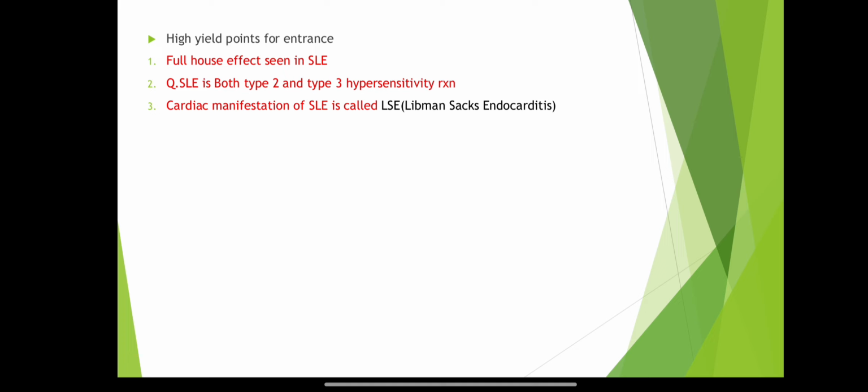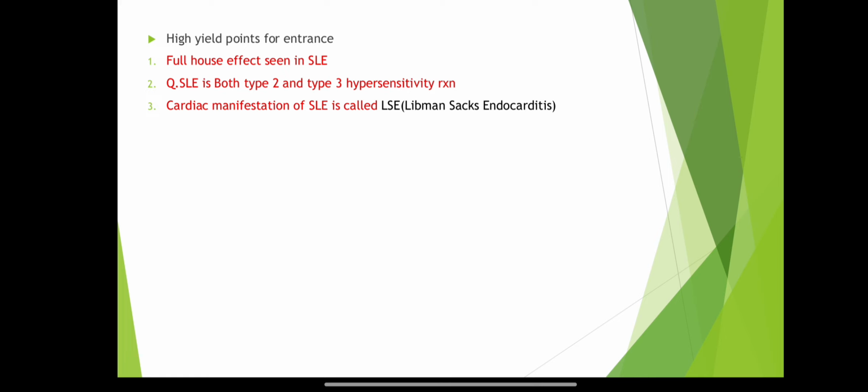If we do electron microscopy of the specimen of lupus nephritis, you will see all types of immunoglobulins. It means it contains IgM, IgG, IgA types, as well as all the complements like C1q, C3, C4. All the complements will be present. That's why it is known as the full house effect. So the full house effect is seen in systemic lupus erythematosus.